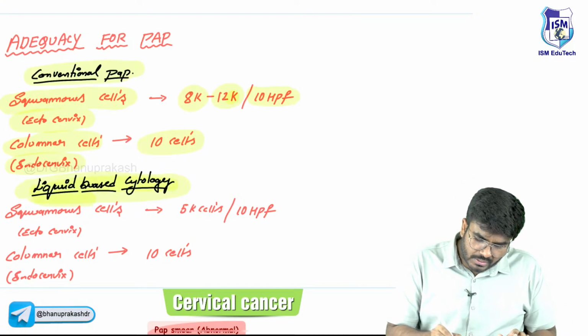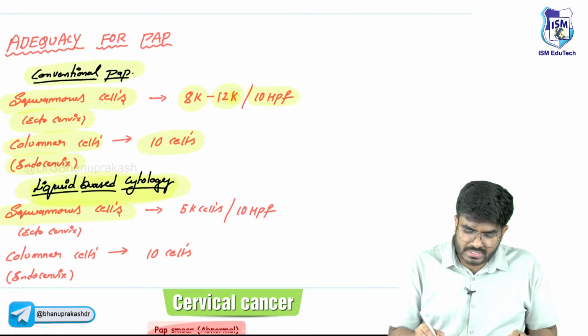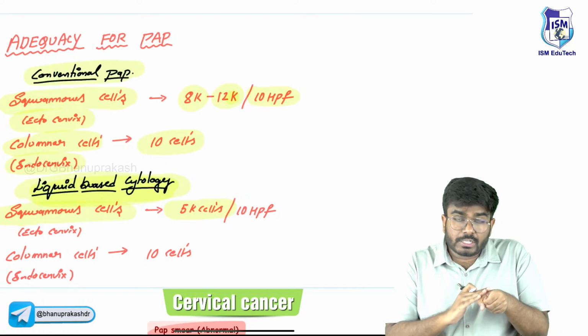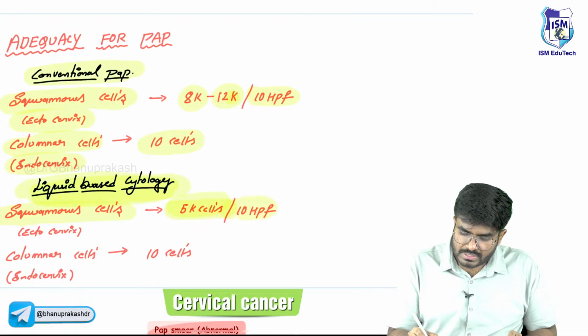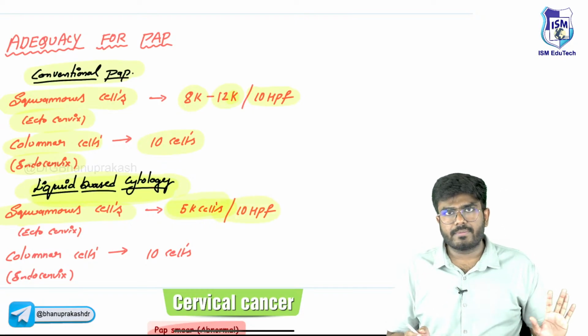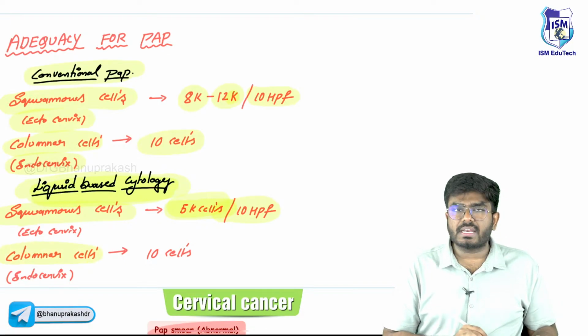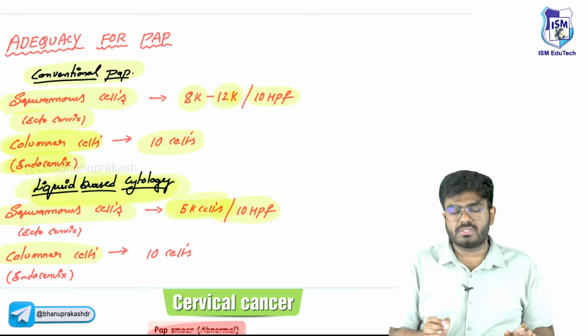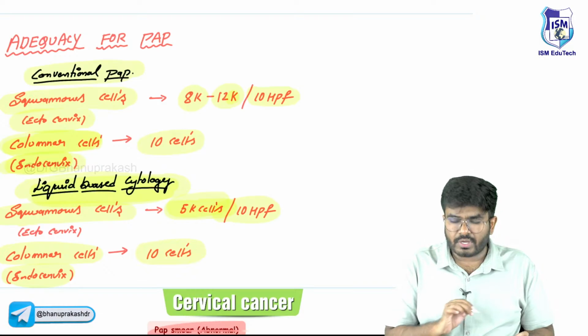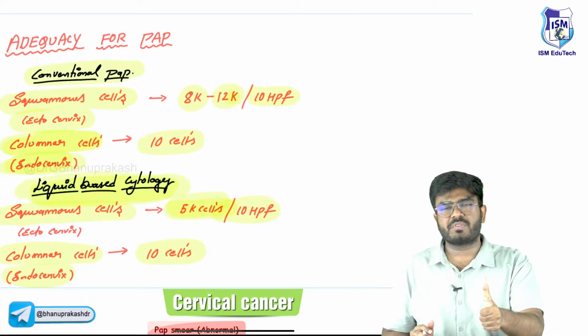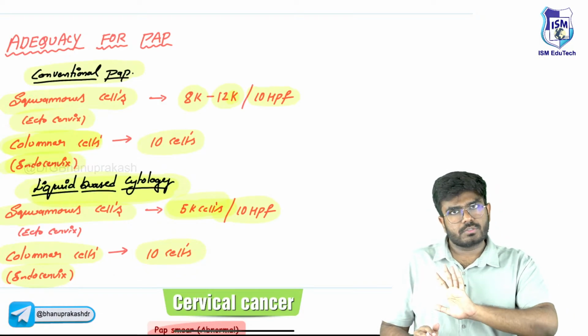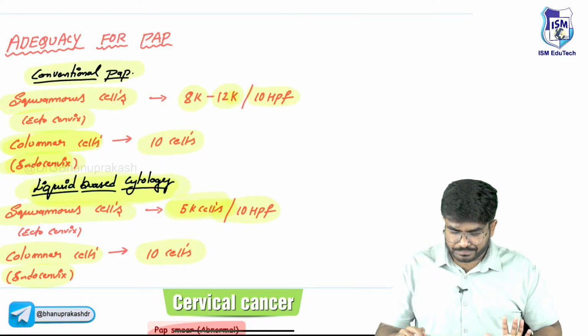So in liquid based cytology, how many cells are required? The squamous cells, the ectocervical cells, if you get 5,000 cells per 10 high power field, that's enough. And how many columnar cells are required? Columnar cells, endocervical cells, it's the same, 10 cells. If you have 10 cells, yes, it is adequate. The pap smear is adequate. So enough cells came for the study.